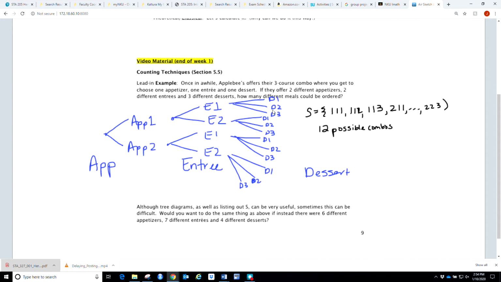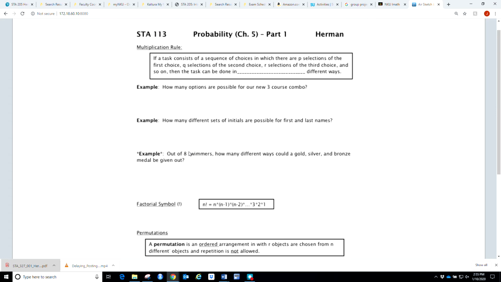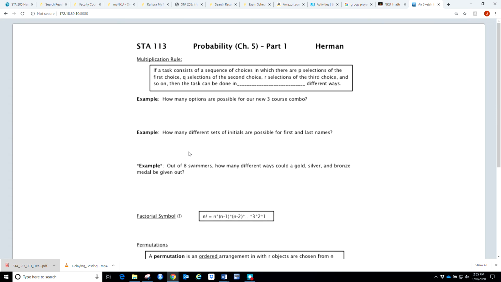So how can I get that without actually having to list them out? Well, why would I want to do that? Well, what if instead there would have been 6 appetizers, 7 entrees, and 4 desserts? This would have got pretty messy pretty quickly by doing a tree diagram. So how can I come up with that 12 without having to list them out? Well, some of you may already know the answer to that, but that leads to our very first rule that we're going to talk about here, called the multiplication rule.